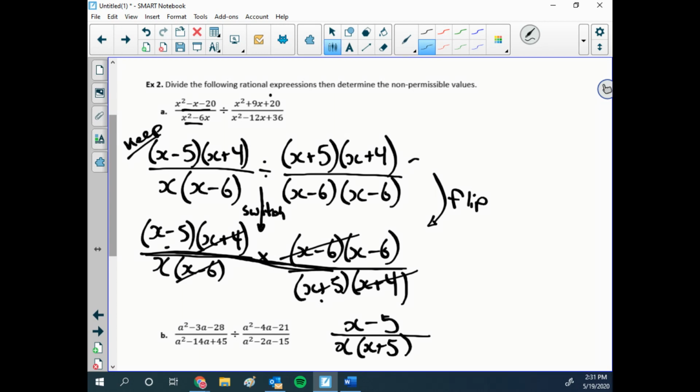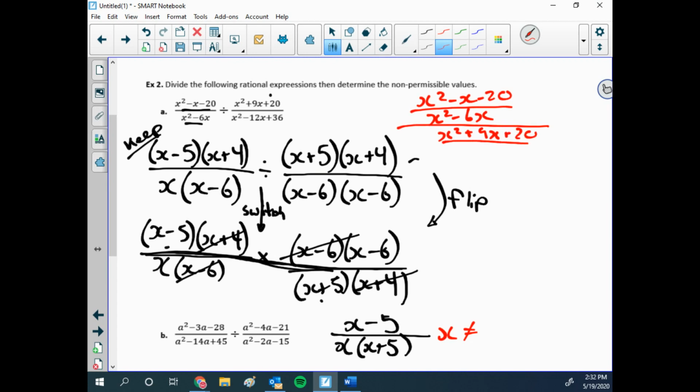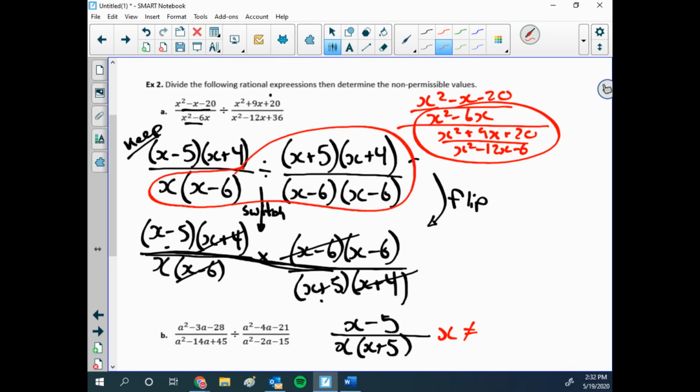Okay, that's simplified. The last step here is I also have to say what x cannot equal. Now, we said we'd take the denominator here. So, really, if I change this into a fraction, it would look like this. If I write these two rational expressions being divided as a fraction, what's on the denominator here is actually all three of those terms. So my non-permissible values come from all of these combined.